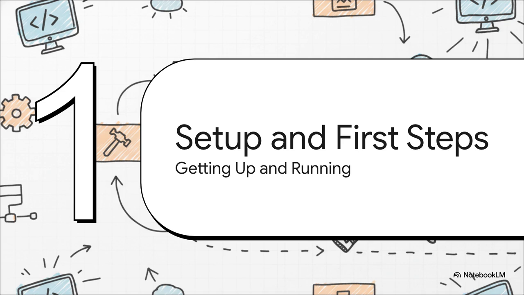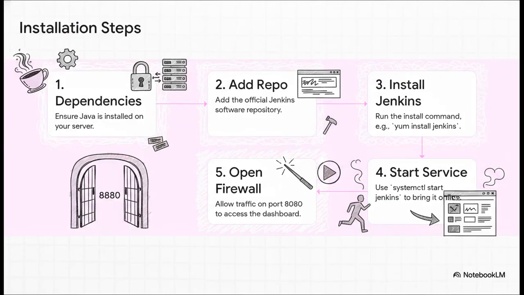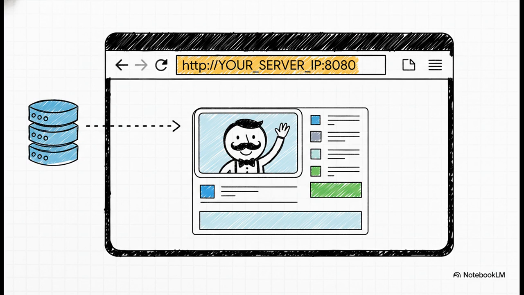It's time to get Jenkins installed and fired up. Getting Jenkins installed follows a few pretty standard steps. First, you've got to make sure you have Java installed. Jenkins runs on it. Then, you'll add the official Jenkins software repository so your system knows where to find it. After that, you just use your system's package manager to install it, you start the service, and the last step, don't forget this one, is to open up port 8080 on your firewall so you can actually get to the web page. And once all that's done, you just open up a web browser, type in your server's IP address, followed by a colon and 8080, and voila! You should be looking right at the Jenkins dashboard.